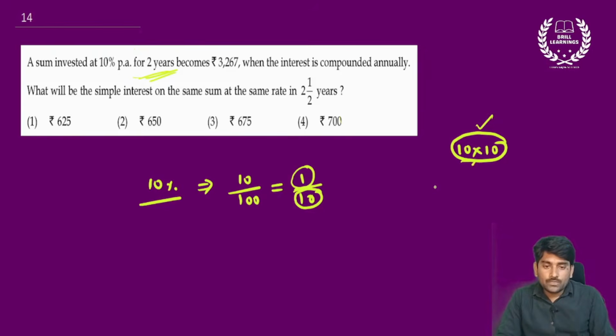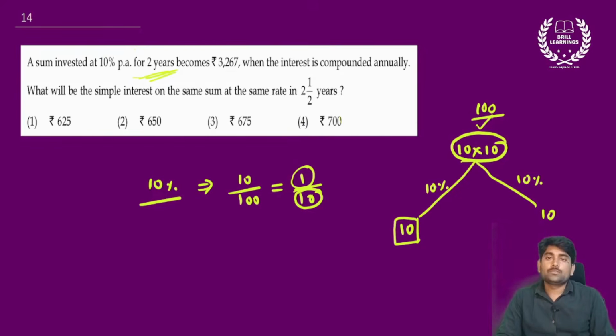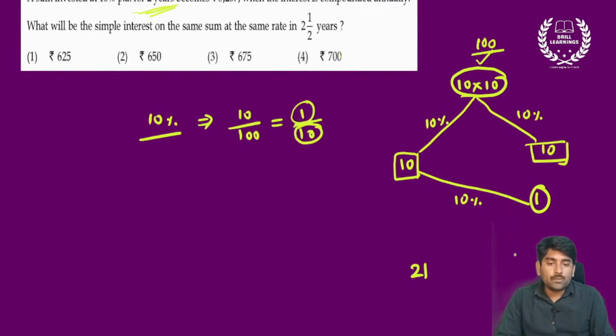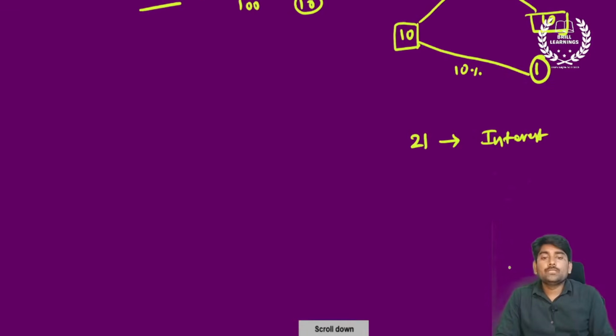So first take the first year interest. If I calculate 10% of this 10 into 10, which means 100, how much will I get? 10. For the next year also 10% means 10 only. But for the first year I got this interest, so on this interest I have to take again 10% for the second year. So 10% of 10 means 1. So in total I got 21 parts of interest. This is my interest. And the principal amount is 100. My principal is 100.